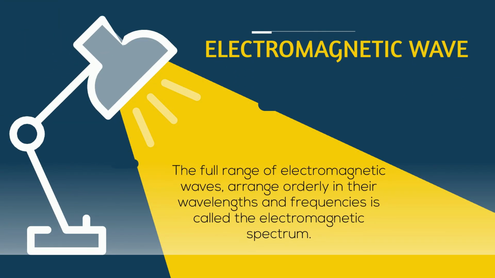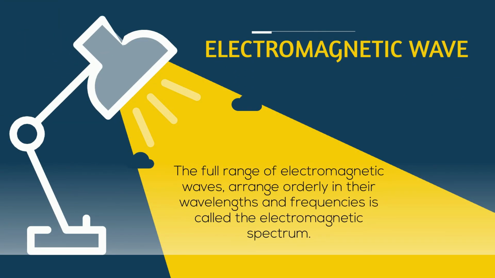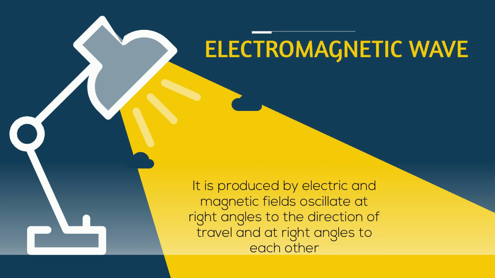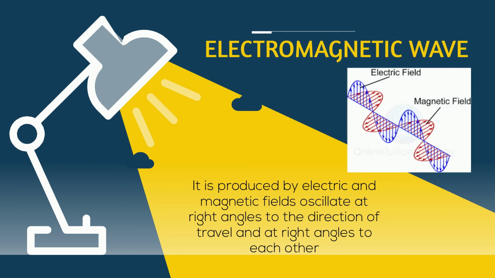Electromagnetic waves. The full range of electromagnetic waves, arranged orderly in their wavelengths and frequencies, is called the electromagnetic spectrum. The figure above shows the full electromagnetic spectrum. As you can see, the colors that we see in daily life only make up a very small segment of the electromagnetic spectrum. This is called the visible spectrum. Electromagnetic waves are produced by electric and magnetic fields that oscillate at right angles to the direction of travel and at right angles to each other.